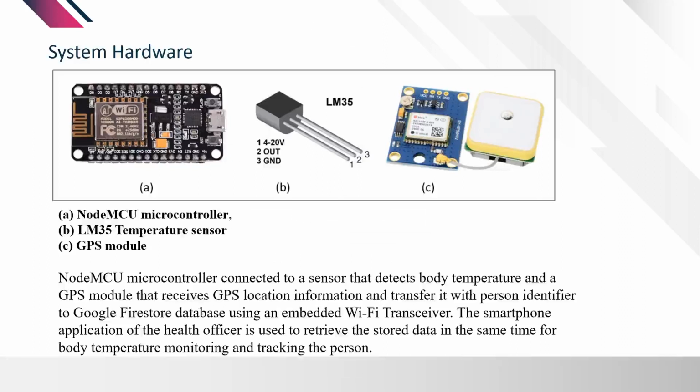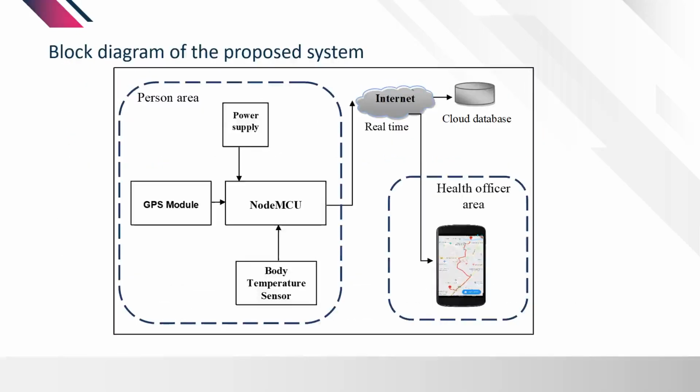These are the modules that we used in our study. The first is called Node MCU, a small microcontroller that supports IoT to transmit the data collected through the sensor. This is the sensor that we used for the temperature. This is the GPS module. And this is the diagram of our proposed system.